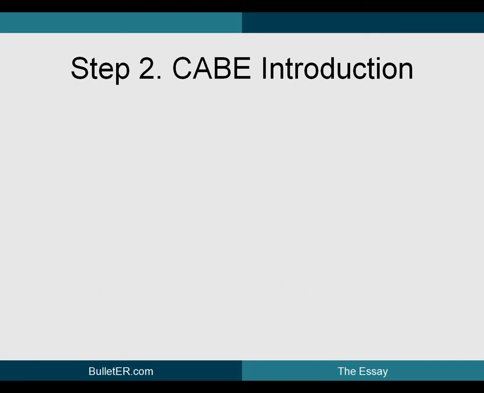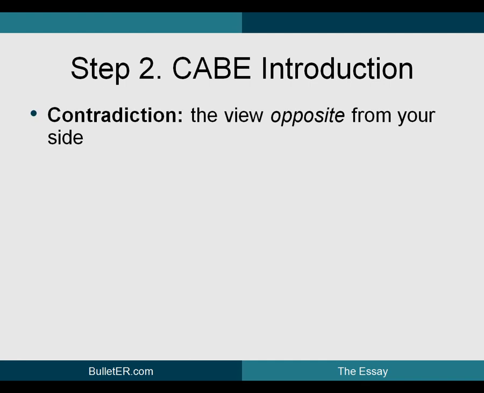Once you have your plan, your introduction should be fairly easy to write. The easiest and best way to write a sophisticated introduction is to use the CABE format, standing for contradiction, assertion, because, examples. Your first sentence will summarize the opposite side of what you want to say, using a phrase like, "Some people believe that blank."